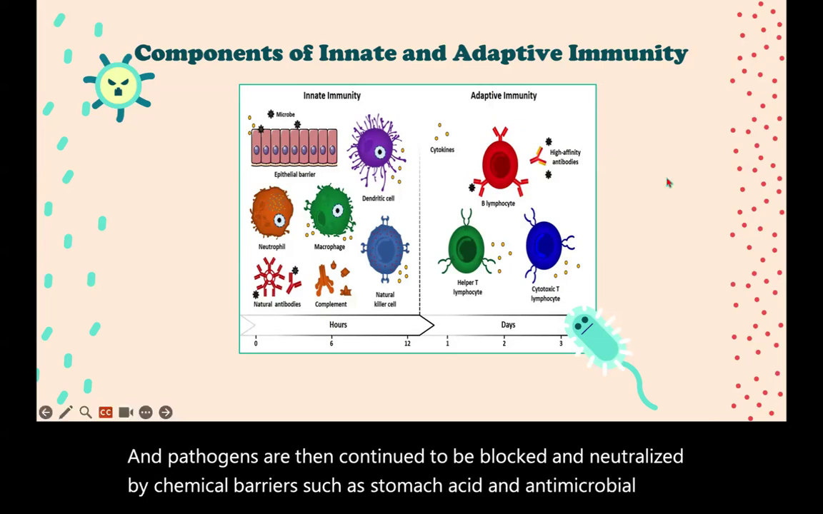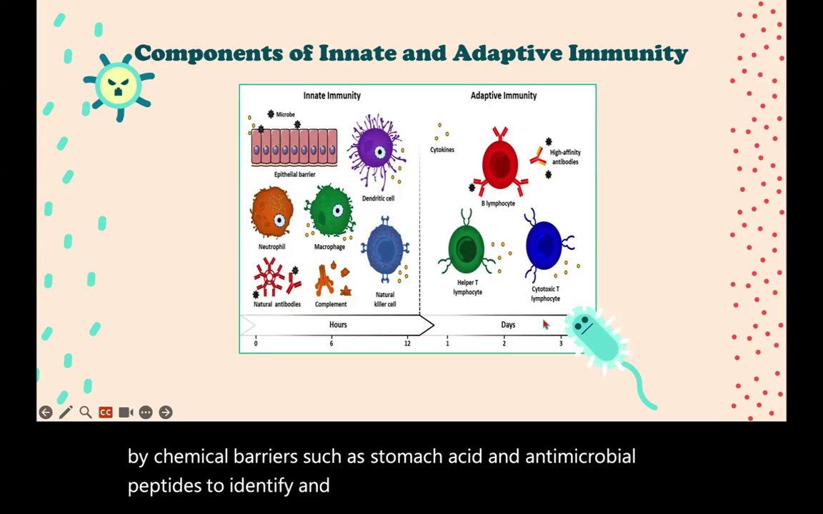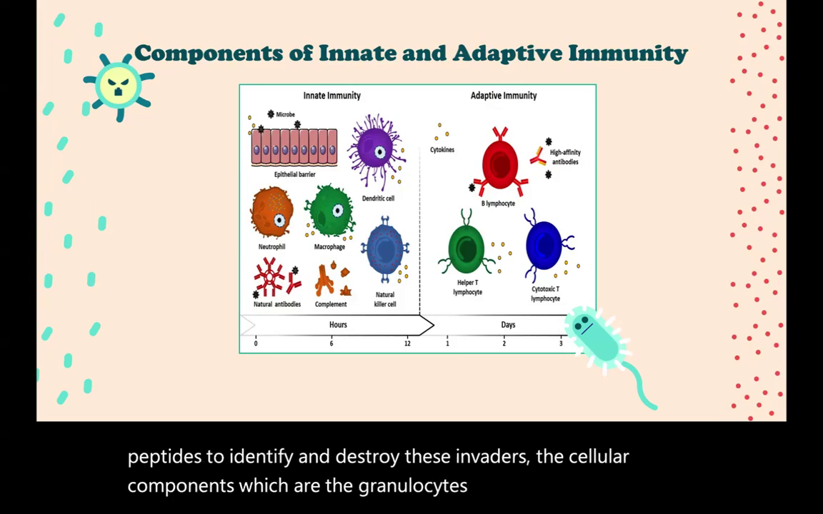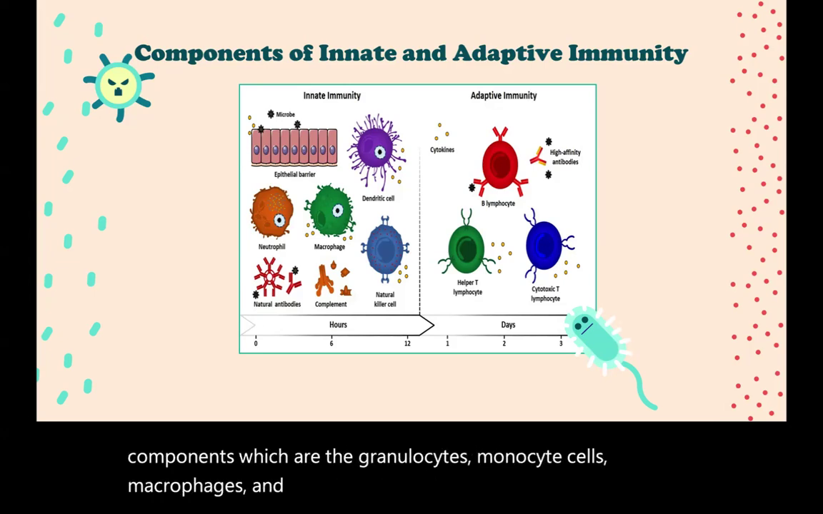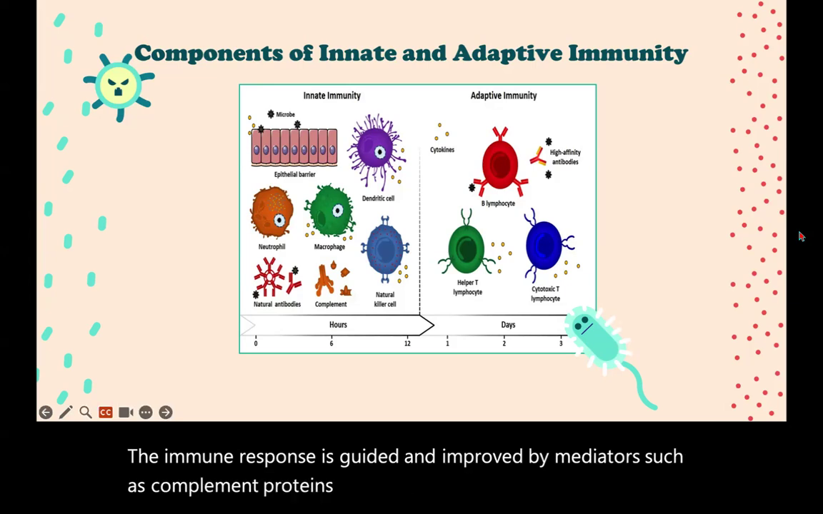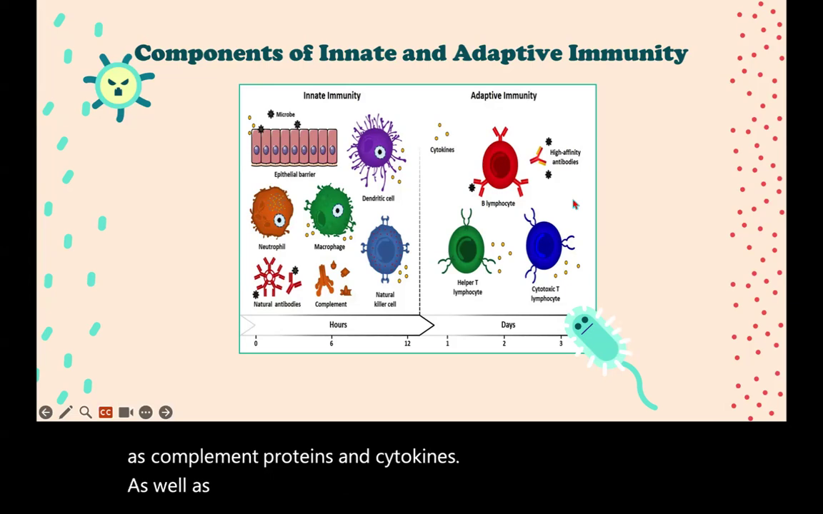To identify and destroy these invaders, the cellular components, which are the granulocytes, monocytes, dendritic cells, macrophages, and natural killer cells, cooperate together. The immune response is guided and improved by mediators such as complement proteins and cytokines, as well as inflammation. This system responds quickly to protect the body.